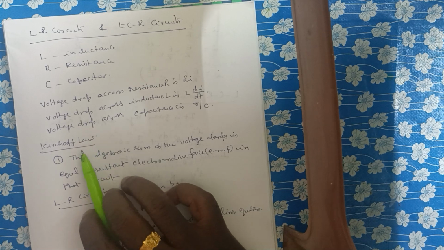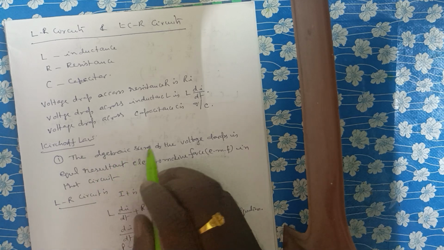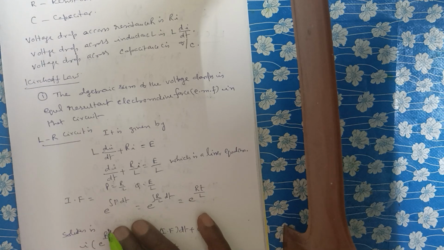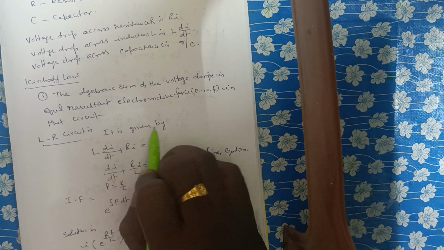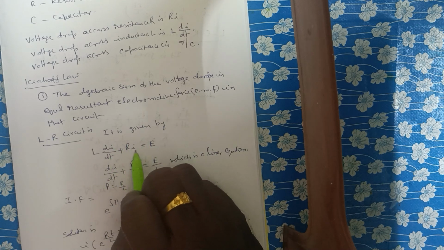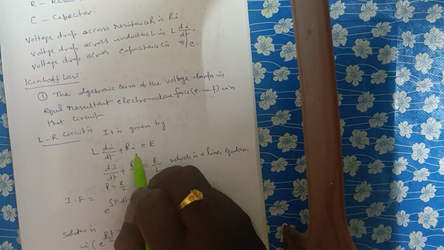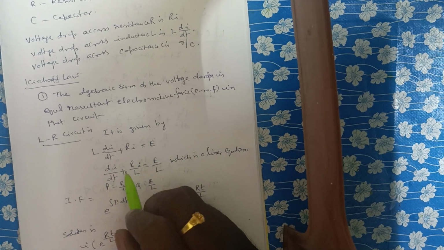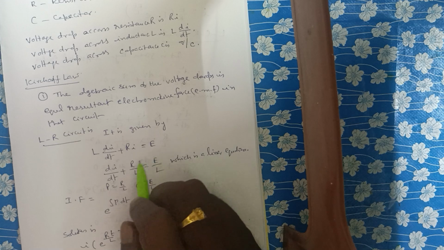Now we apply Kirchhoff's laws to the electric circuit. According to Kirchhoff's law, the algebraic sum of the voltage drops is equal to the resultant electromotive force in the circuit. So we write the LR circuit. The LR circuit is given by L di by dt plus Ri is equal to E. So the voltage drops of L and R are equal to the electromotive force. So the differential equation formed is L di by dt plus Ri is equal to E.